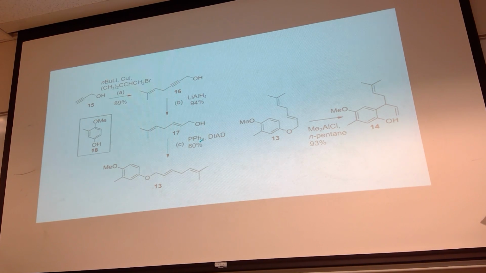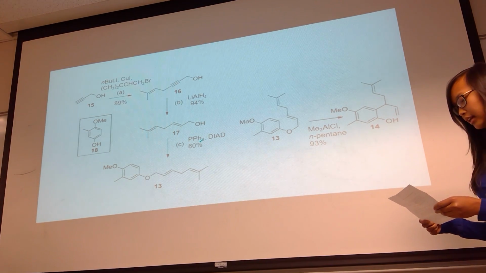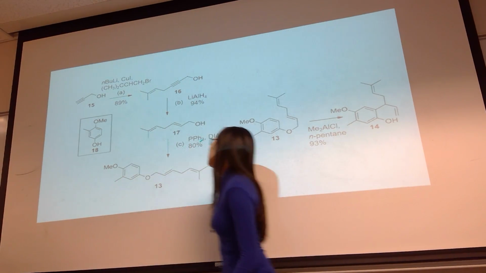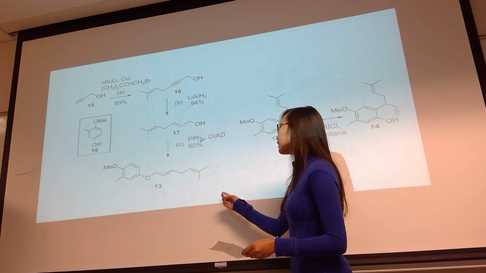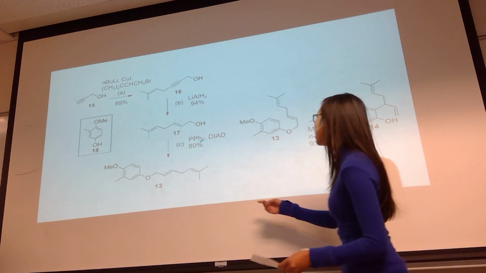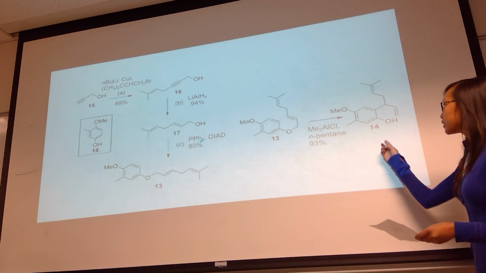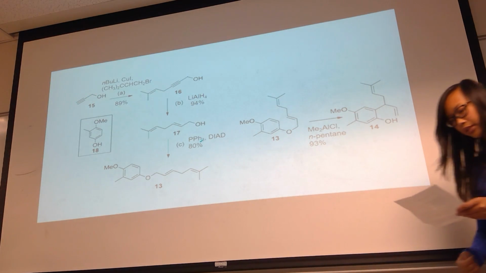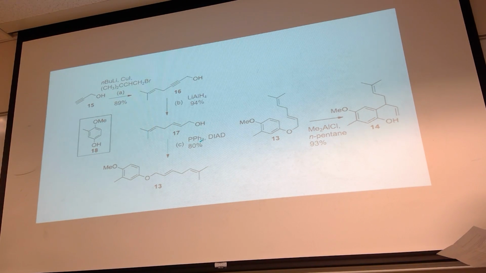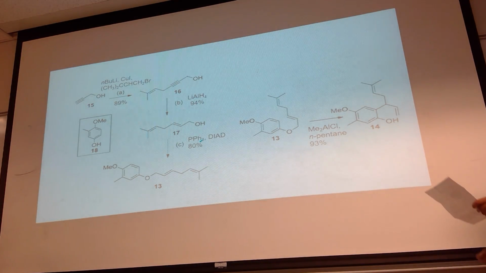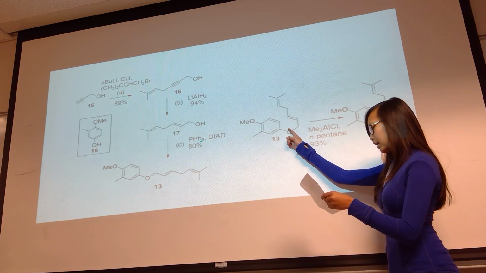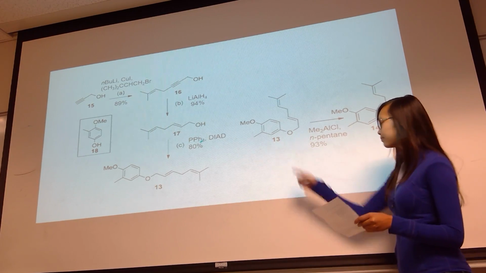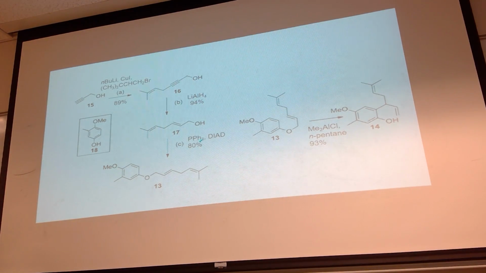From 17 to 13, this was a Mitsunobu coupling reaction with the 4-methoxy m-cresol, which is 18. And that gave us the 13. 13 is our precursor to a Claisen rearrangement. So from 13 to 14, they reacted it with a Lewis acid catalyst, dimethyl aluminum chloride at low temperatures, and that was to protonate this oxygen atom at the aryl ether portion. And this was a linear synthesis, 4 steps, and the overall yield was 62%.